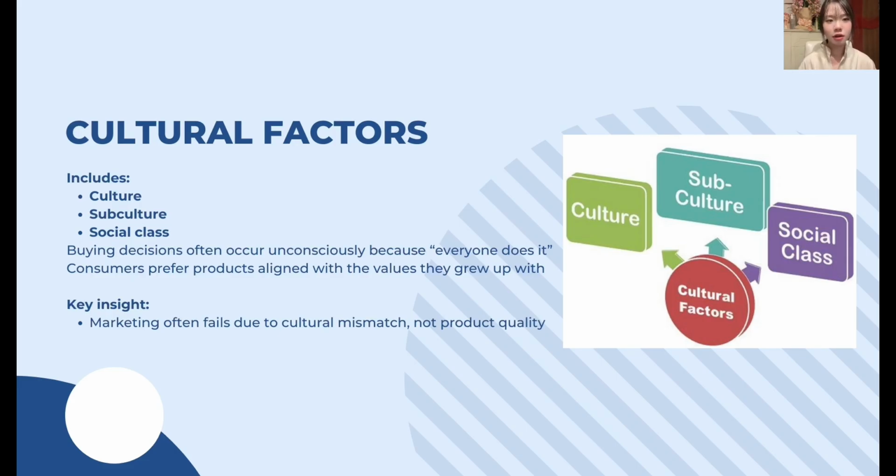So cultural factors include culture, subcultures, and social class. Now I will briefly talk about culture, which refers to the shared values and beliefs people grow up with. Because these values are learned from an early age, many purchase decisions happen almost unconsciously. So people often buy certain products simply because everyone around them does the same.